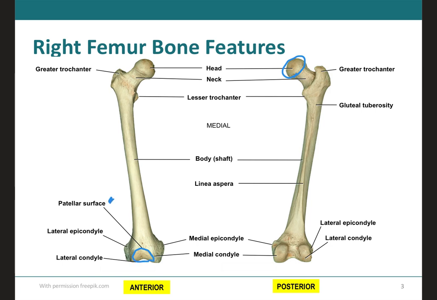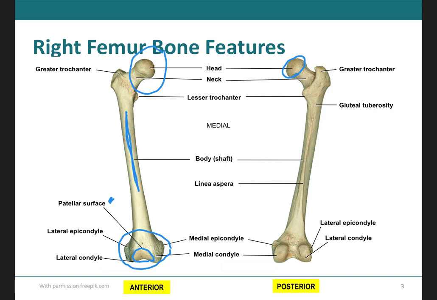Now notice how the body or the shaft of the femur is going to have an angle that will be medial. Therefore, the knee joint is going to be more medial than the hip joint. And this angle of the femoral shaft is going to be greater in females because the female pelvis is going to be broader, and this is important during labor.